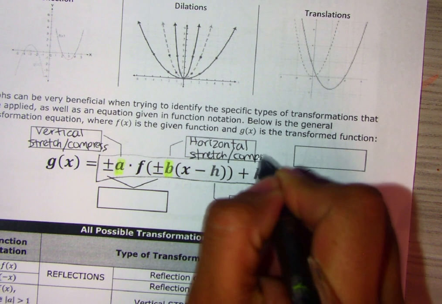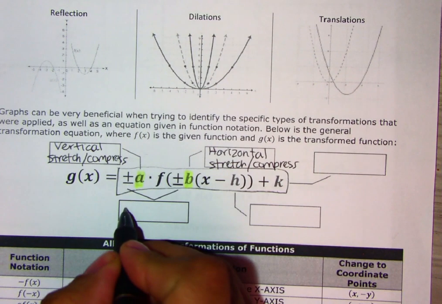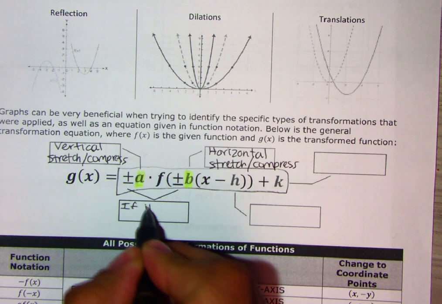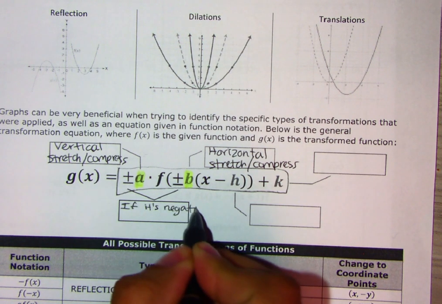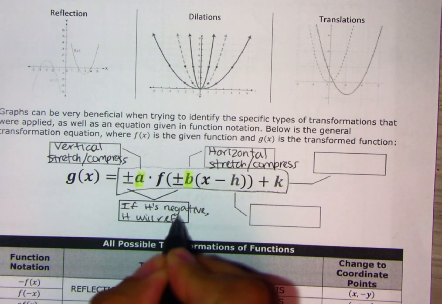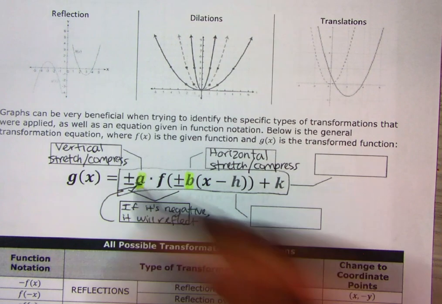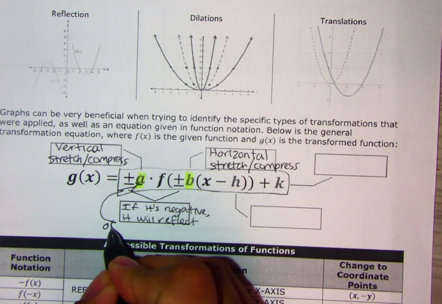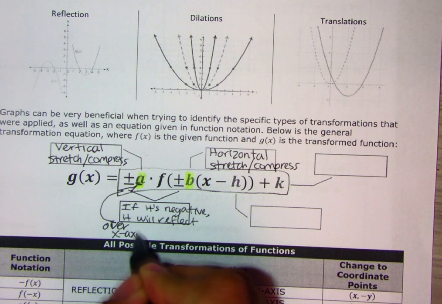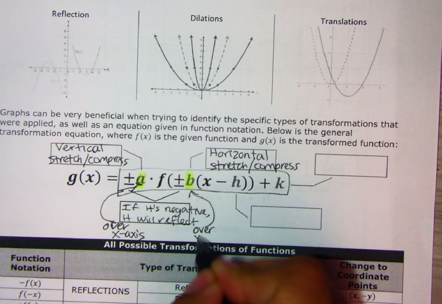Okay, and then when we talk also about A and B values, we have to understand that A and B can also do the reflection if it's negative. So on this box below, I'm going to write if it's negative, then it will reflect. Now, how does it reflect? That's where you need to remember which one does what. So the A value specifically does the reflection over the x-axis. And the B value right here will do the reflection over the y-axis.